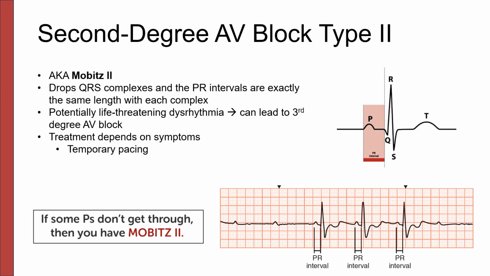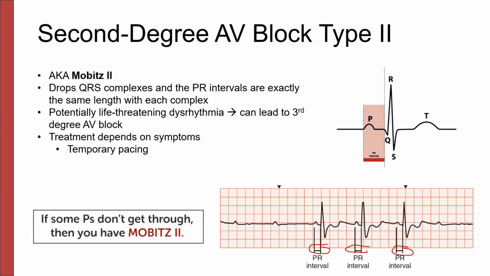Next we have second degree AV block type 2. This one is also known as Mobitz type 2. So with this one, we have our PR interval exactly the same. So you can see the intervals are uniform, exactly the same. But with this one, we drop QRS complexes.